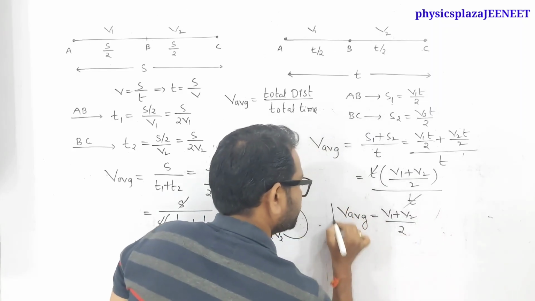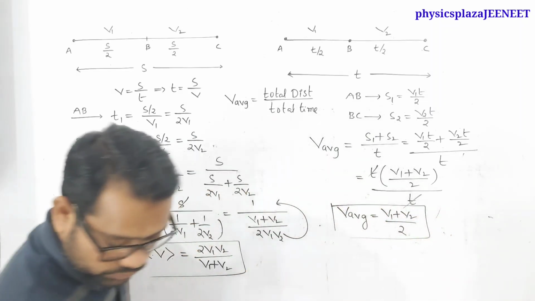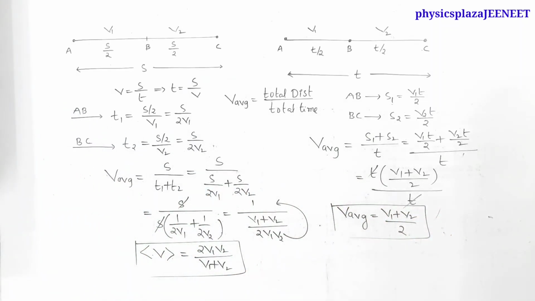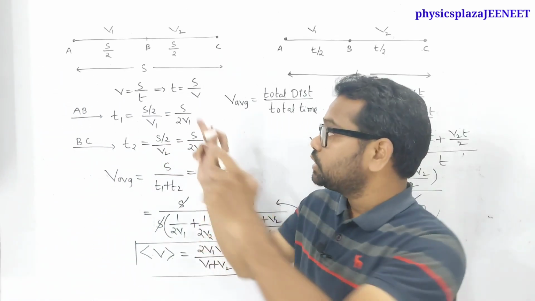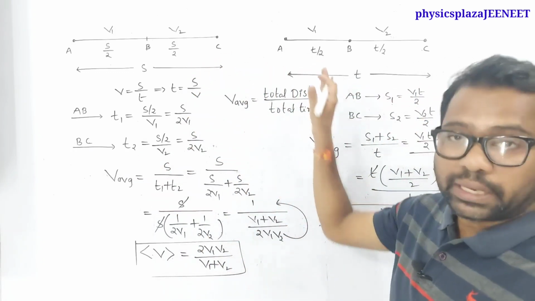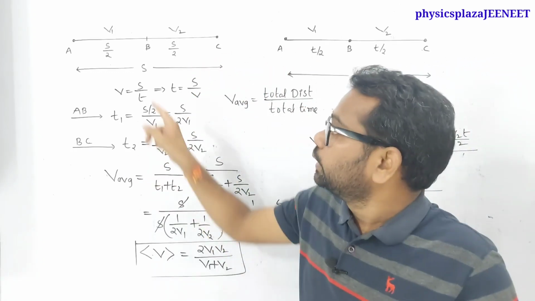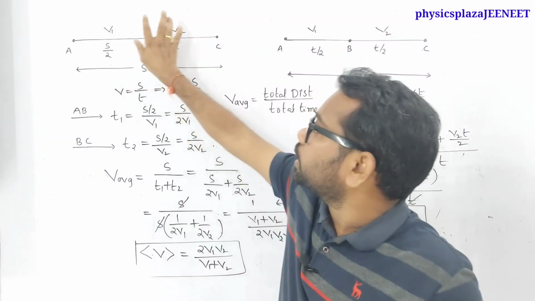Children, look here. In both cases, we are calculating the average speed only, but we got different results. Why? The situations are different, though they seem to be the same. But you should notice here: this is first half time, second half time.